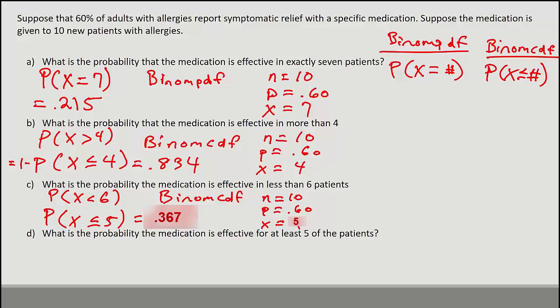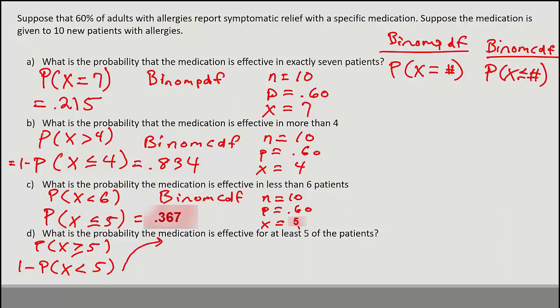What is the probability that the medication is effective for at least 5 of the patients? This is the probability that x, at least means greater than or equal to 5. Okay, so here's the deal, folks. We got that thing pointing in the wrong direction. So our first step here is to take a complement. When taking a complement, the first one we write is 1 minus. The complement of a greater than or equal to is a strictly less than 5.